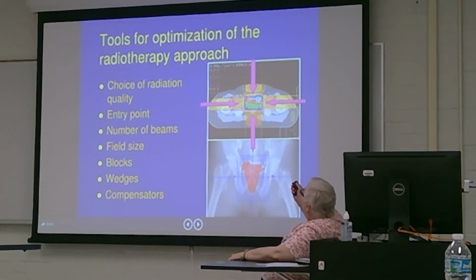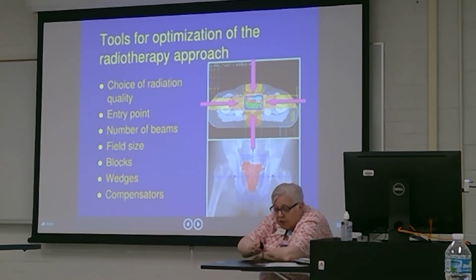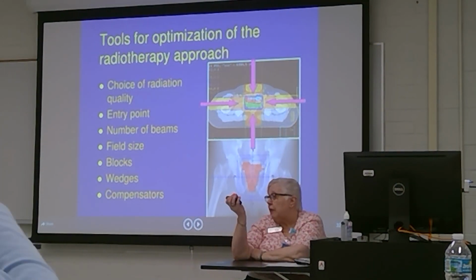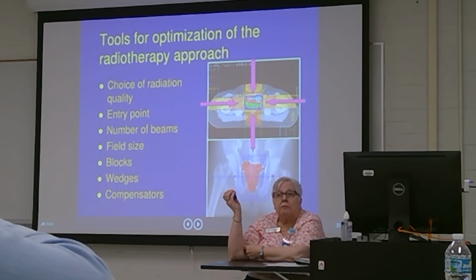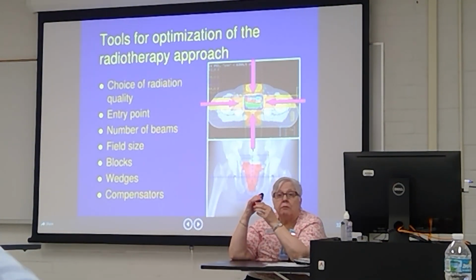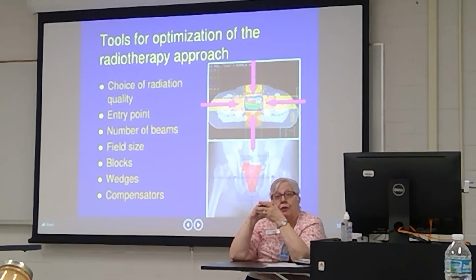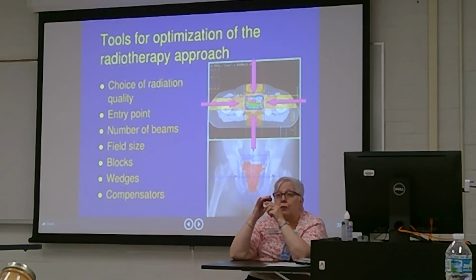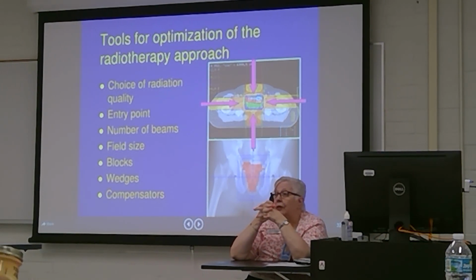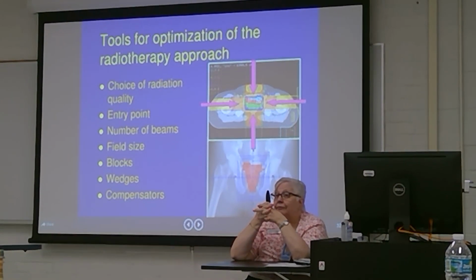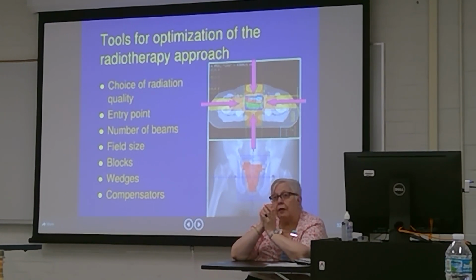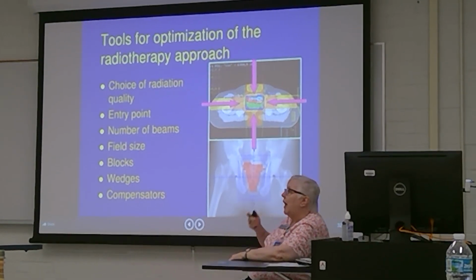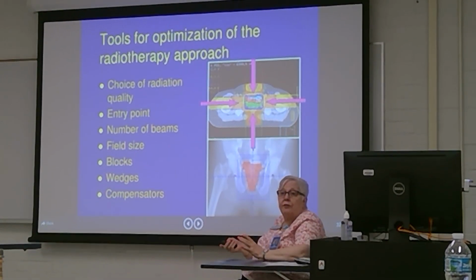So if you have two machines, one is a 6 and a 10, one is a 6 and a 15, and you're treating a rather large lady with carcinoma of the cervix, which energy might you use? Higher one. Unless, of course, you're doing IMRT, then all bets are off. But usually the bigger the patient, the higher the energy.